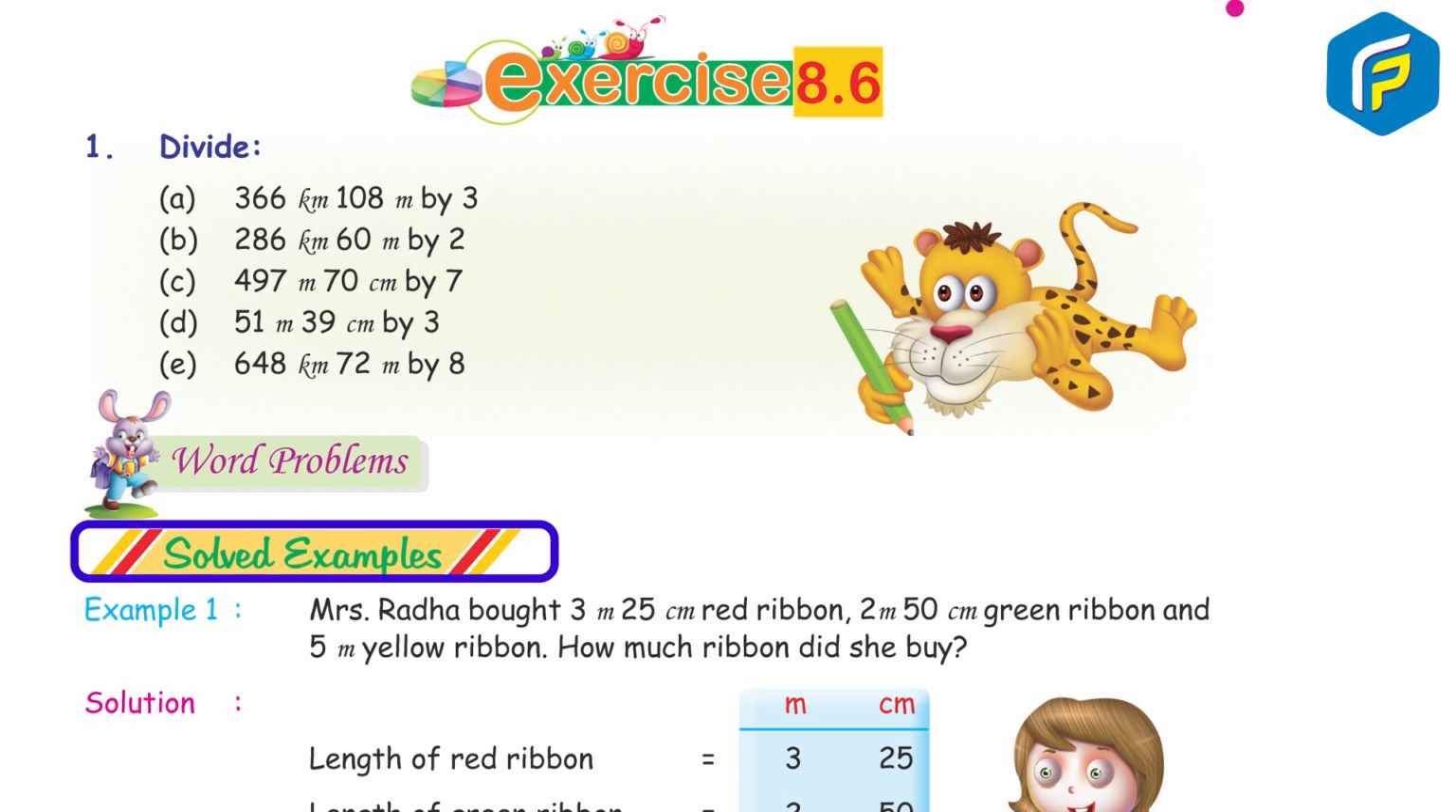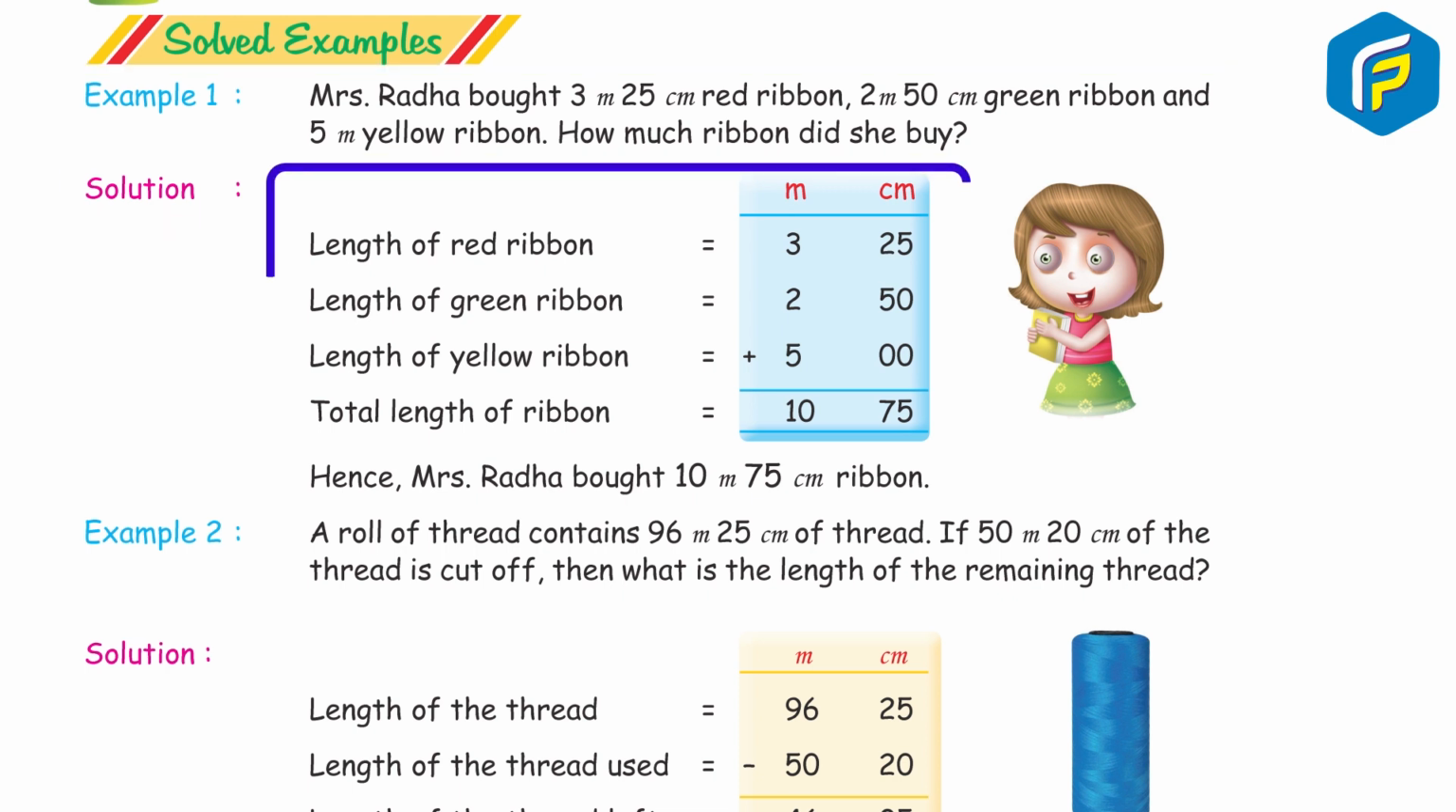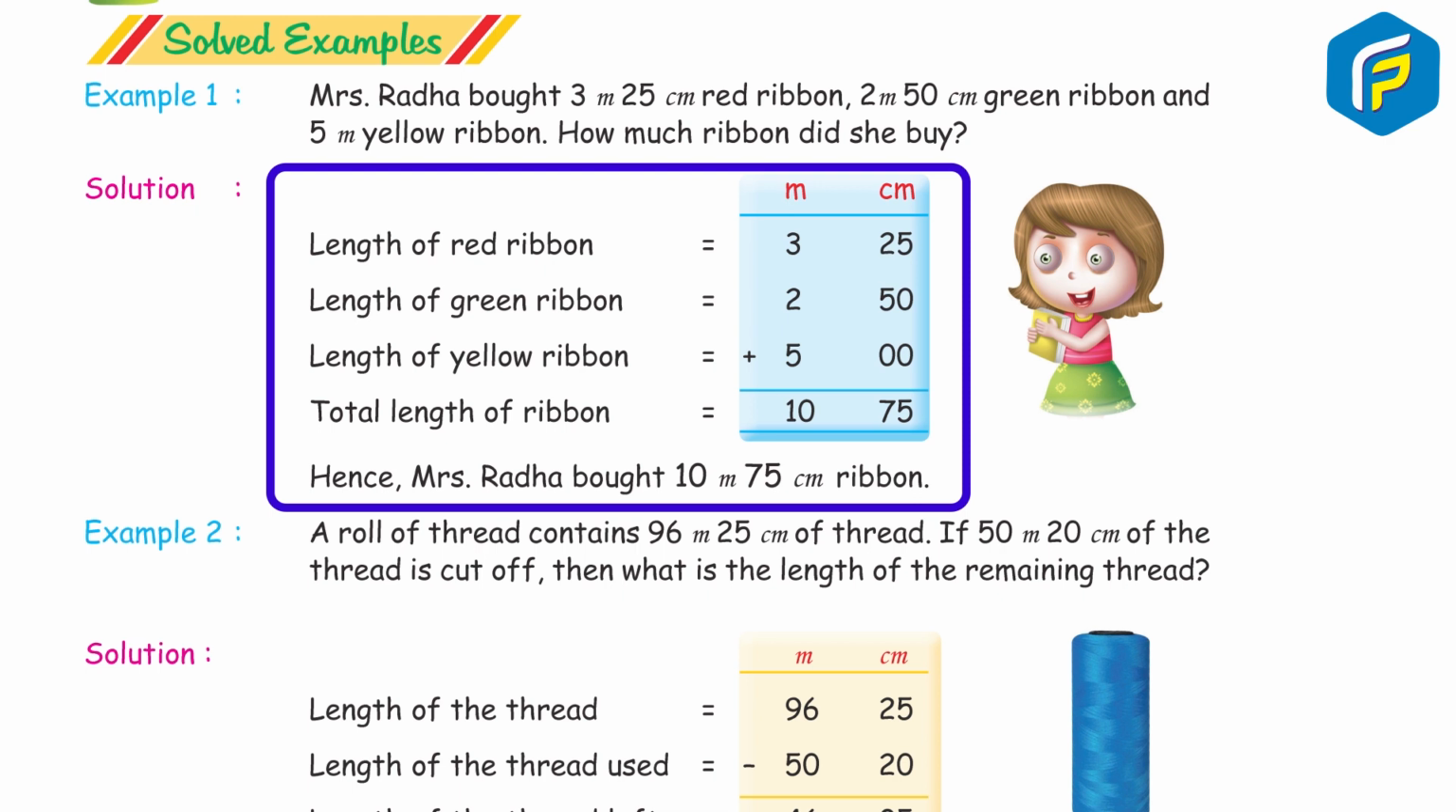Word problems. Solved example. Example 1. Mrs. Radha bought 3 meter 25 centimeter red ribbon, 2 meter 15 centimeter green ribbon and 5 meter yellow ribbon. How much ribbon did she buy? Solution: length of red ribbon 3 meter 25 centimeter, length of green ribbon 2 meter 50 centimeter, length of yellow ribbon 5 meter, total length of ribbon 10 meter 75 centimeter. Hence, Mrs. Radha bought 10 meter 75 centimeter ribbon.